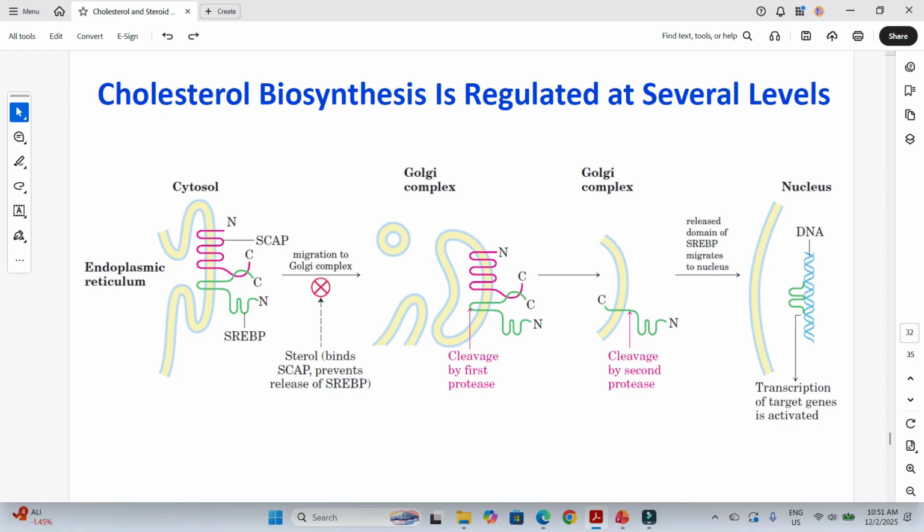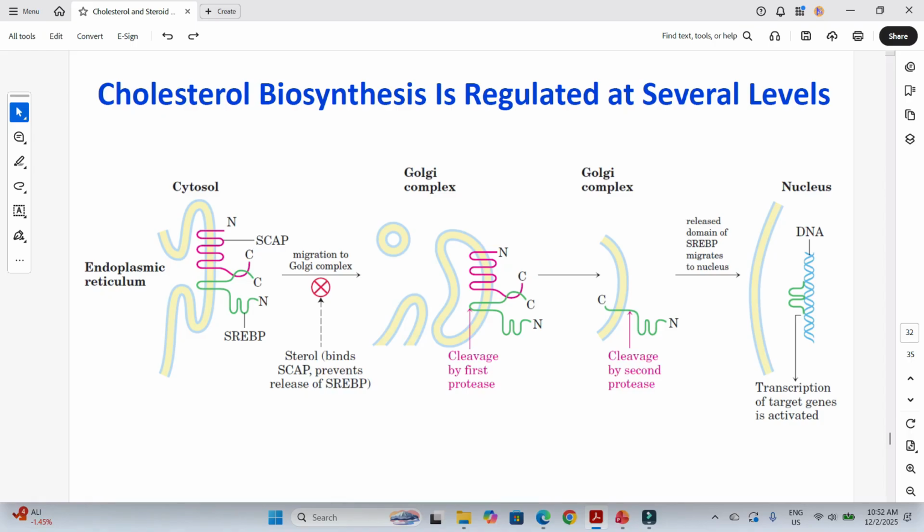And what happens in this case is that the enzymes that are coded for by the genes for cholesterol biosynthesis. Remember the different enzymes that we talked about earlier? There are many, right? In the different stages of cholesterol biosynthesis. These are activated by the migration of the SREBP domain to the nucleus.